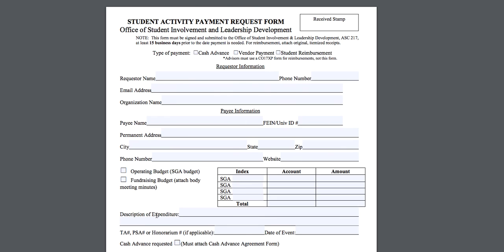So again, if you want to be reimbursed, you want to have your payment request form, your itemized receipt, and if it's coming from your fundraising account, you need to have meeting minutes attached. If you're using your SJ operating budget, you do not have to have meeting minutes attached.